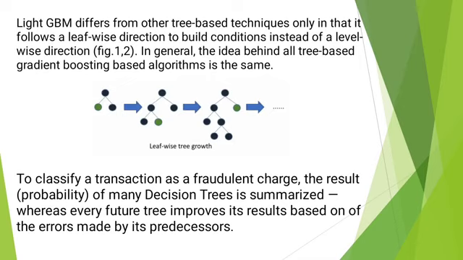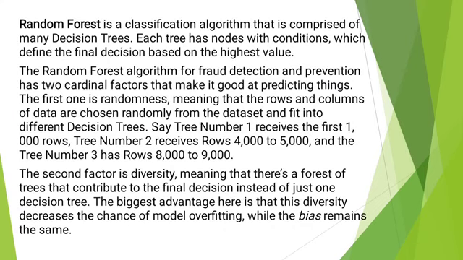LightGBM differs from other tree-based techniques only in that it follows a leaf-wise direction to build conditions instead of a level-wise direction. In general, the idea behind all tree-based gradient boosting algorithms is the same. Here you can see the figure of leaf-wise tree growth. To classify a transaction as a fraudulent charge, the results of many decision trees are summarized, whereas every future tree improves its result based on the errors made by its predecessors.